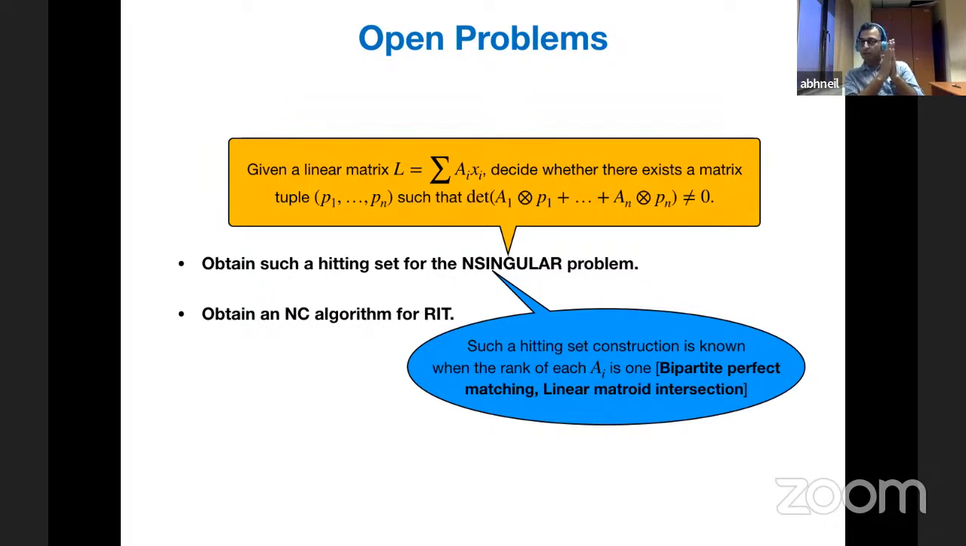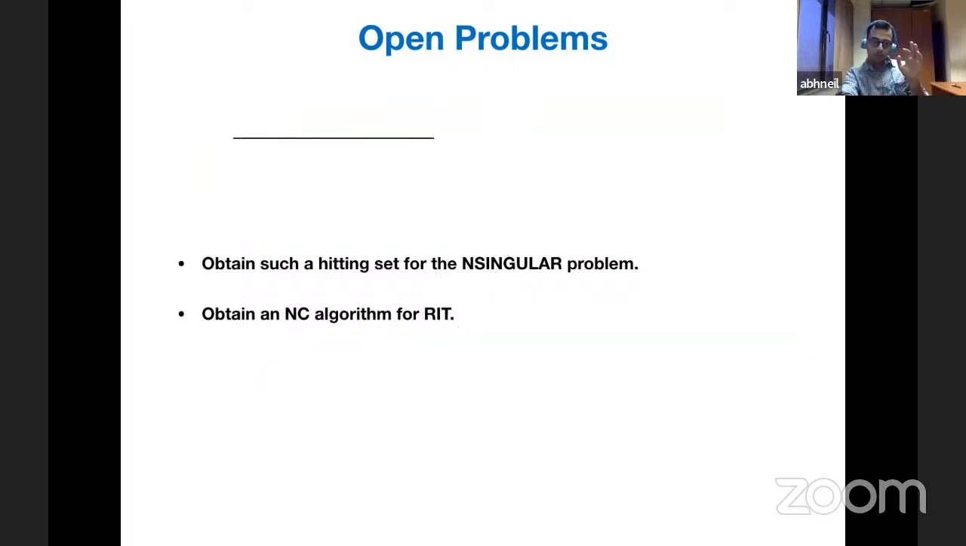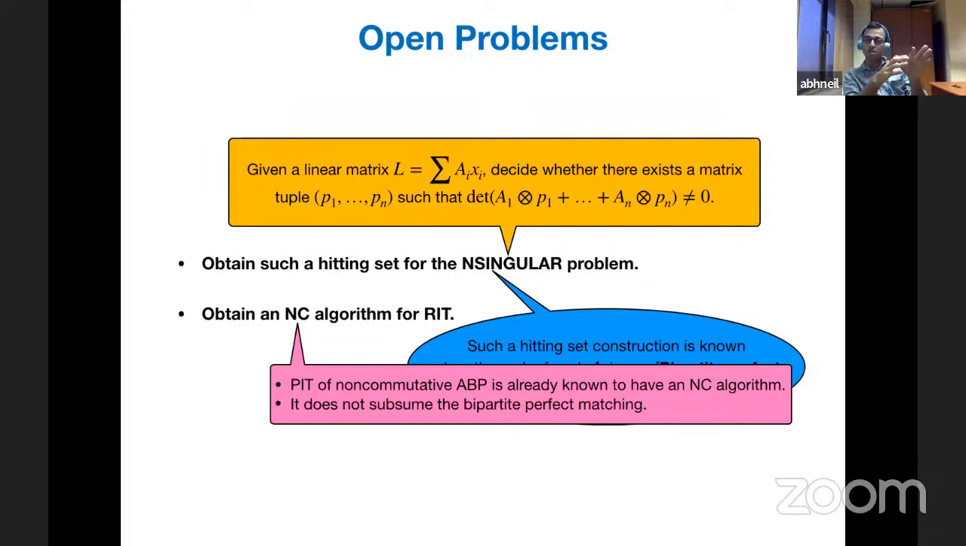And the second one is that we are getting a quasi-NC upper bound for the white box RIT. Can we get an NC algorithm for rational identity testing? Just recall that PIT of non-commutative ABP already has an NC algorithm in white box. So it's perfectly fine; the basic building block that we are building on has an NC algorithm. And also it is not subsuming the bipartite perfect matching, so it will not be a breakthrough. That is what I hope for: probably we'll see an NC algorithm for this rational identity testing soon for white box RIT.